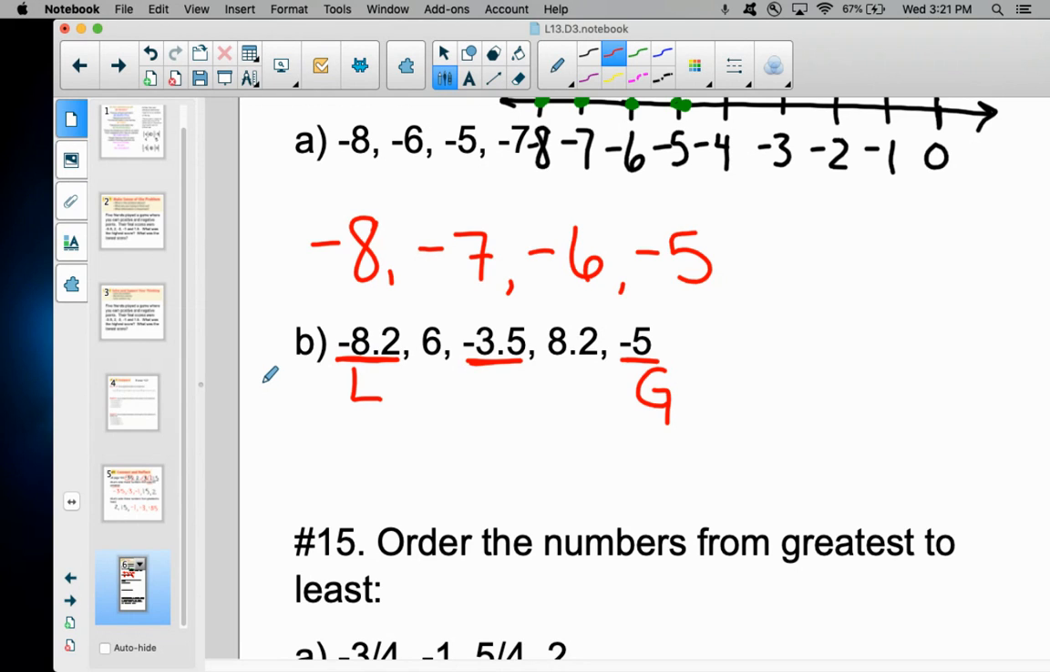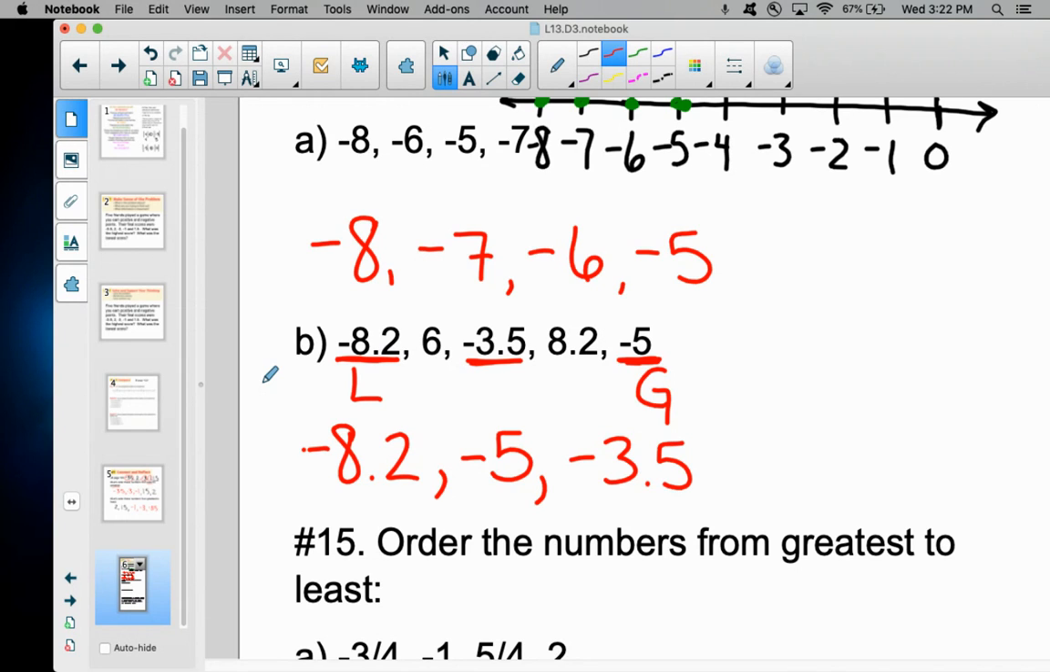We did that yesterday. So if I'm comparing -8 and 2/10 compared to -3 and 5/10, I know that -8.5 is smaller, farther away from 0 than -3.5. I also have to think about this -5. So I know that -8.5 is smaller than -3.5. However, -5 is going to need to be in my list before -3.5 because -3.5 is the biggest negative number.